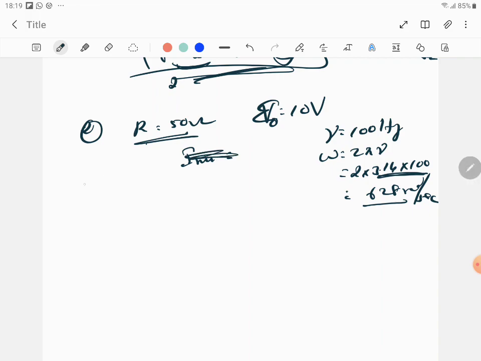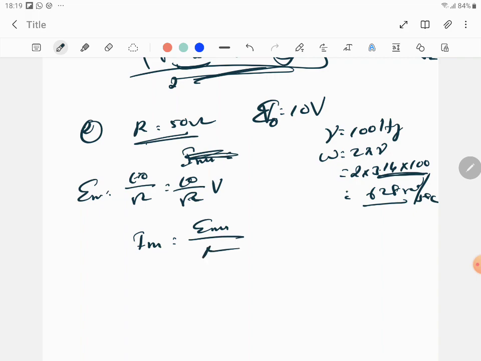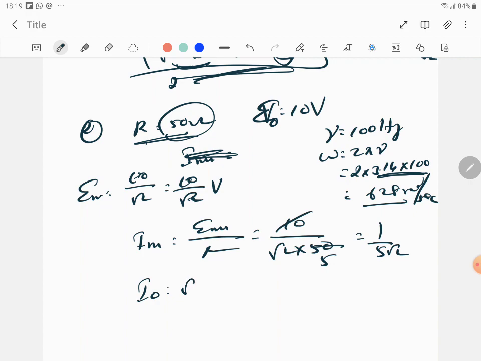So ERMS is equal to E naught by root 2, which is 10 by root 2 volts. Once you know ERMS, IRMS is equal to ERMS by R. Here there's only a resistor, so you can write only that. So IRMS is 10 by root 2 times 50, so it's 1 by 5 root 2. If they want I naught, it is root 2 into IRMS, because IRMS is I naught by root 2. So it's root 2 into 1 by 5 root 2, these cancel, and it is 1 by 5 amps.